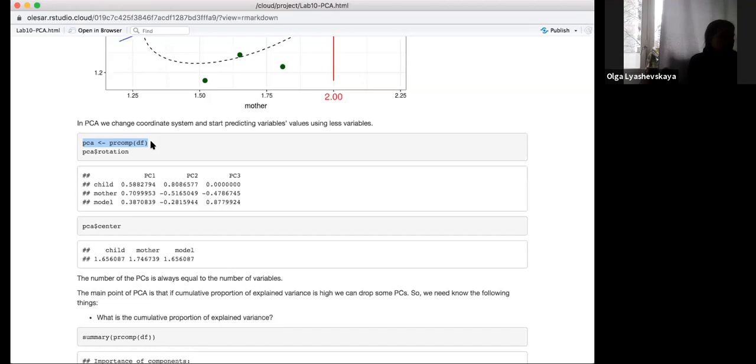So this function is very simple. It just takes the data set, our data frame, or any other kind of data frame or numerical matrix, and creates the PCA object.